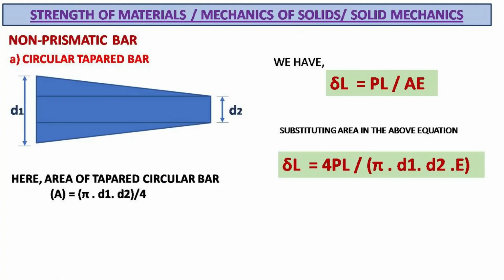Slide 15. In this slide we are going to derive the formula for deformation in the non-prismatic bar, which is a circular tapered bar. In a circular prismatic bar, cross-sectional area is constant throughout its length. But here, in the case of a non-prismatic bar, area is varying linearly. Therefore, the cross-sectional area considered for this type of bar is pi times d1 into d2 divided by 4. Now, by substituting this area in the general deformation equation where load is applied, the deformation formula becomes 4 times PL divided by pi times d1 d2 into E.